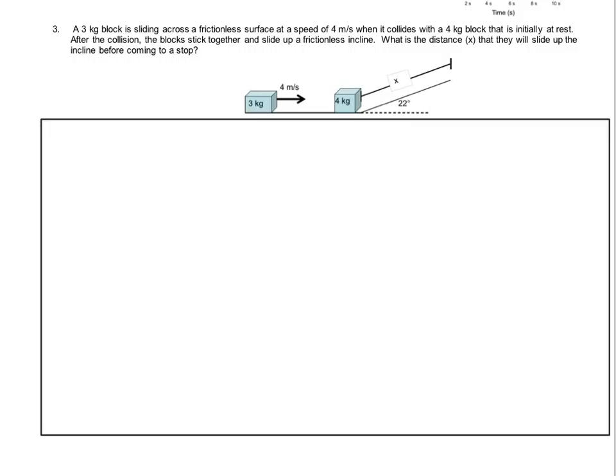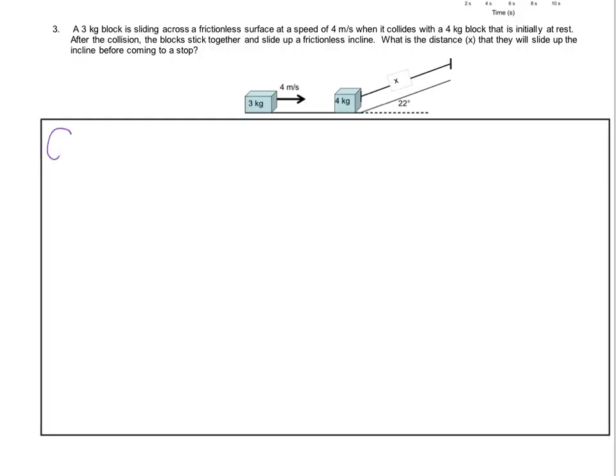Here's number 3 from the problems at the back of the packet. It tells us a 3 kilogram block is sliding across a frictionless surface at a speed of 4 meters per second when it collides with a 4 kilogram block that is initially at rest. After the collision, the blocks stick together and slide up a frictionless incline. What is the distance, x, so you can see in the picture, that they will slide up the incline before coming to a stop? Our diagram is already drawn for us, so we don't have to worry about directions here because it's already taken care of.